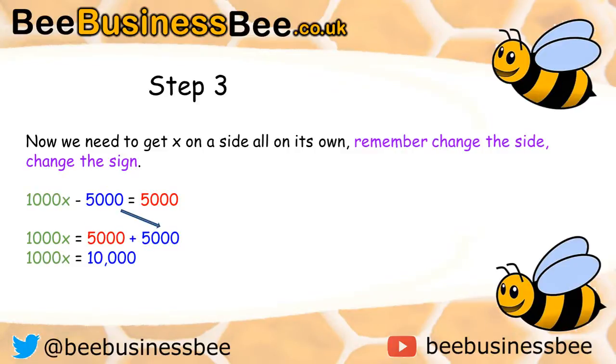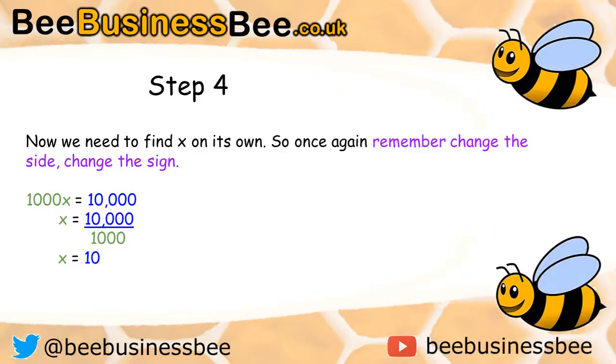Now remember, we've got to do the change the side, change the sign policy. So we've got x on one side, so let's keep 1,000x on one side. And we want to move our minus 5,000 over to the other side. So 5,000 plus 5,000, because remember it was a minus on that side, so it's got to be a positive on this side. Change the side, change the sign, makes it 10,000. So now we've got 1,000x equals 10,000.